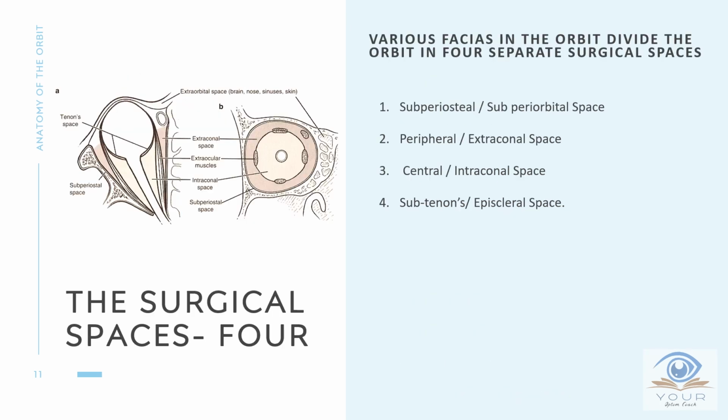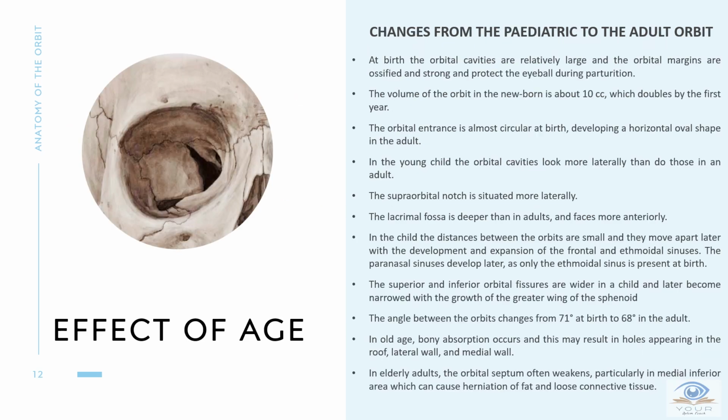So coming to the surgical spaces, various fascias in the orbit divide the orbit into 4 separate surgical spaces. And these spaces are subperiosteal or subperiorbital space, the peripheral or extraconal space, the central or intraconal space, and subtenons or episcleral space. We'll be discussing this in detail in another video.